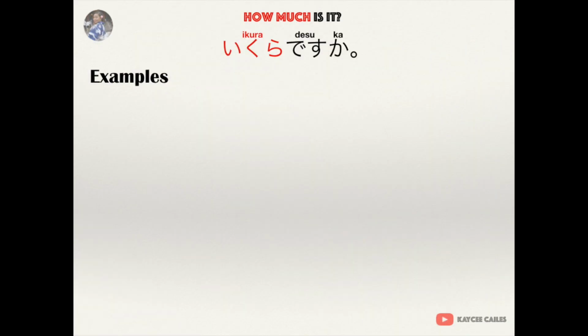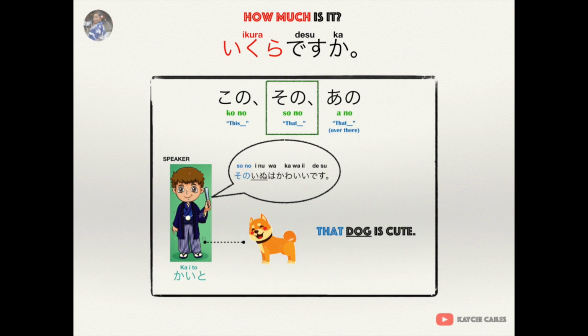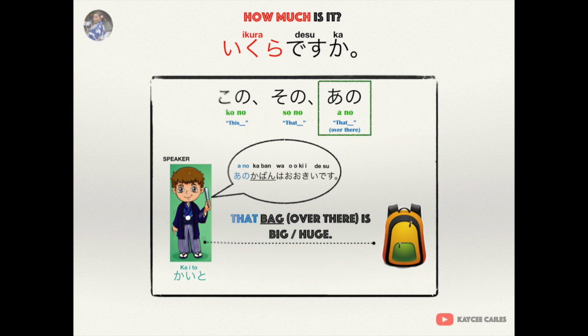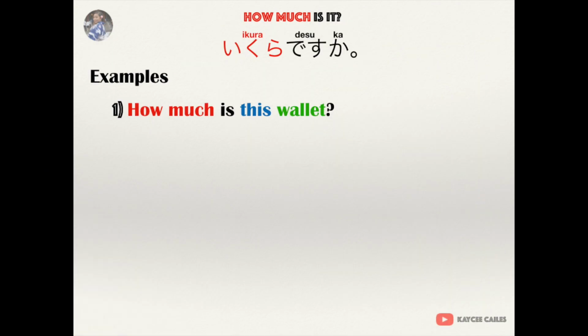For the next examples, can you remember our topic for kono, which means this blank, sono, which means that blank, and lastly, that blank over there, which means ano. If you want to watch the video about kono, sono, and ano, please click the link on the description box below. Let us now continue with the following examples.